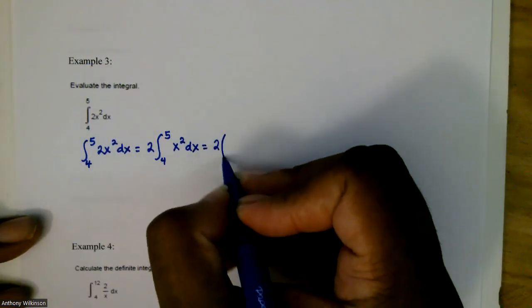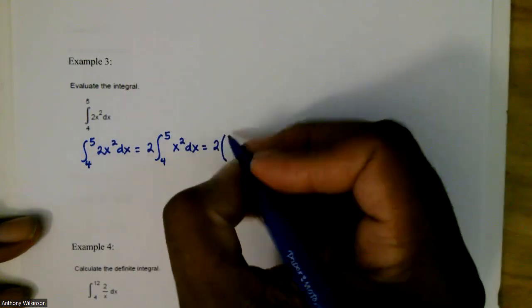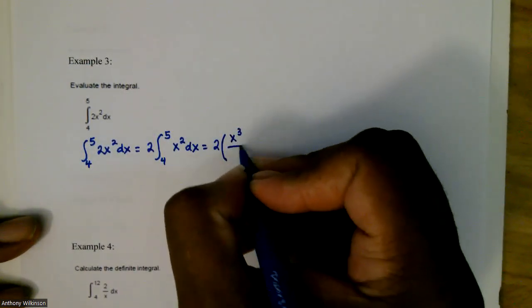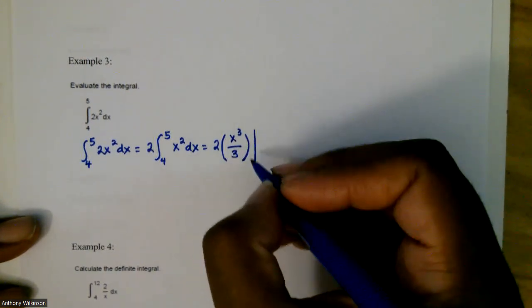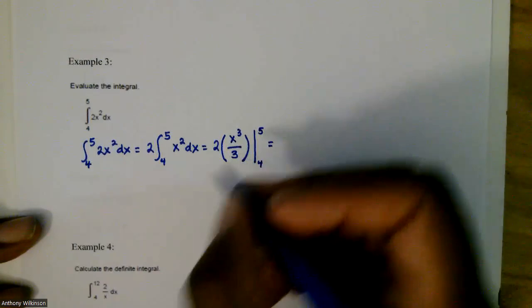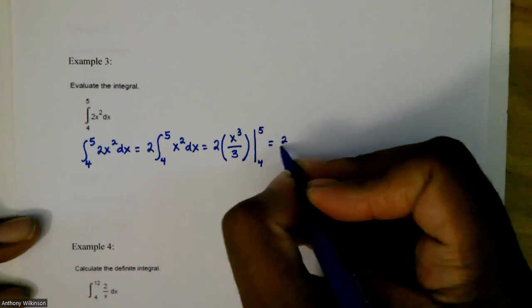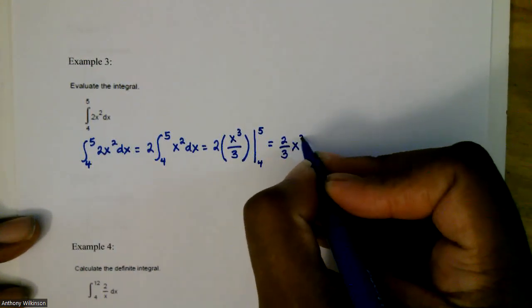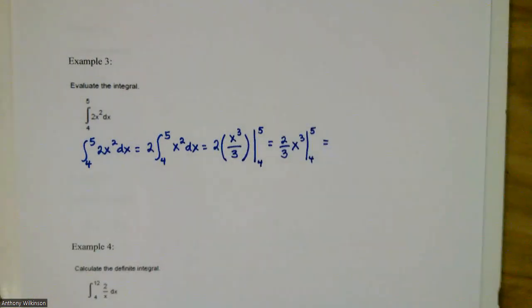And then 2 times, let's go ahead and integrate x squared dx by increasing the power by 1. So if we add 1 to this 2, it will be 3. So it'll be x to the third divided by that new exponent of 3. And that's going to be from, in this case, 4 to 5. And let me go ahead and simplify this as 2/3 x cubed from 4 to 5. So we're going to be finding the area between x equals 4 and x equals 5.